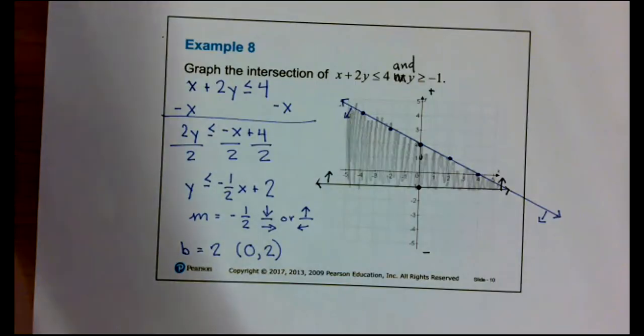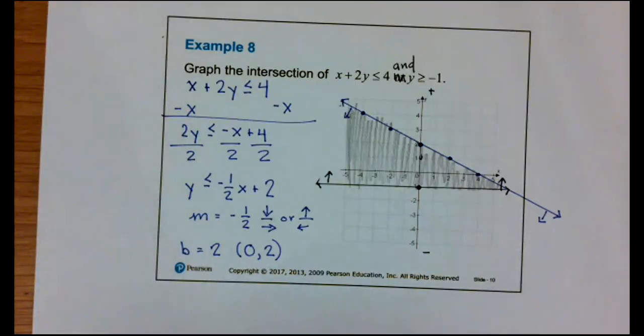All right, and that is 2.7. It's some graphing practice and some inequality practice combined.